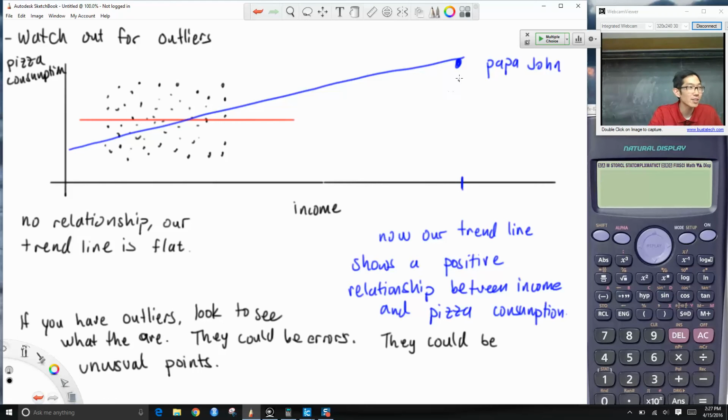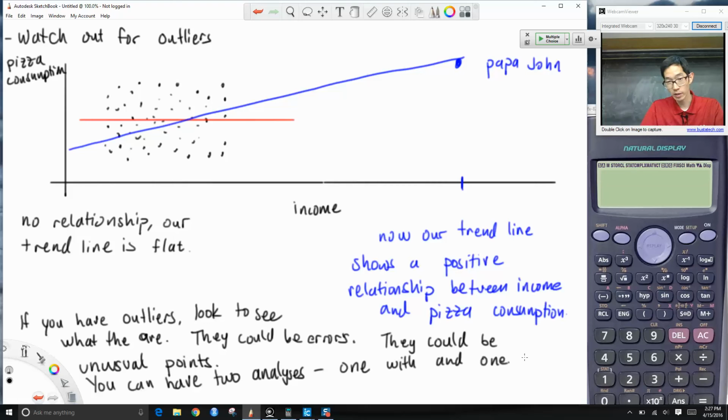Okay, that's fine. You can say, I'm just curious about pizza consumption for, quote, typical income earners and things like that. Okay, so they could be unusual points. You can choose to do two analyses: one with and one without the outliers.